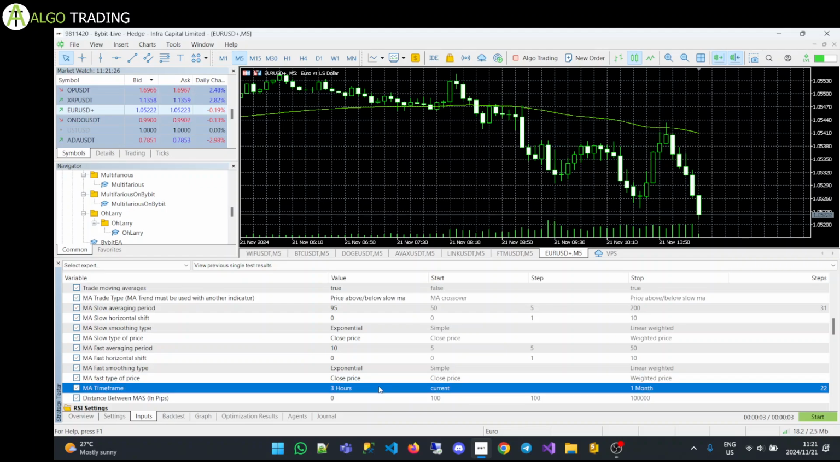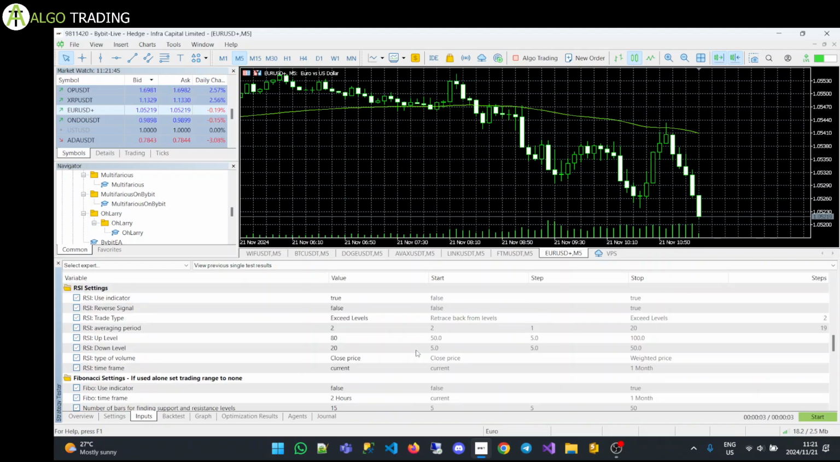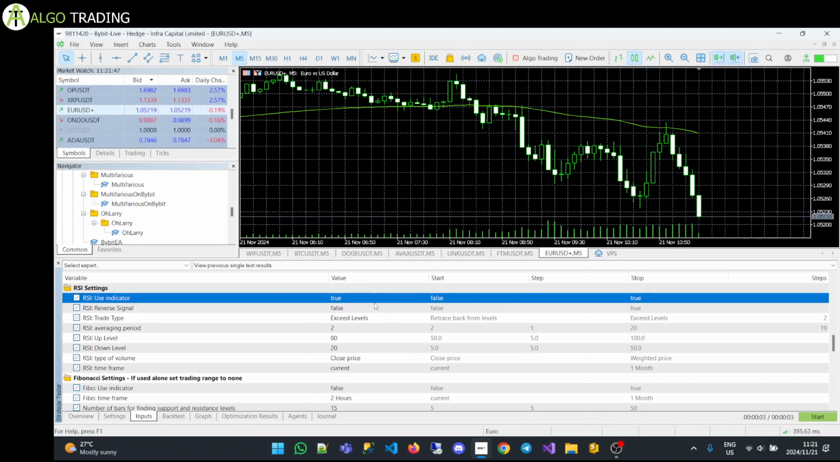You could change this to whatever you want, but what's very cool about MT5 is that you could use indicators on different time frames while trading on a particular time frame. I like trading the 5-minute chart, I've always used the 5-minute chart, but sometimes I use indicators on higher time frames just to get a better understanding of the trend. And the next one is my RSI settings.